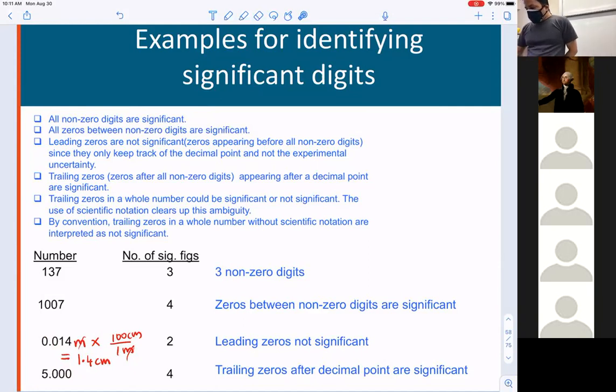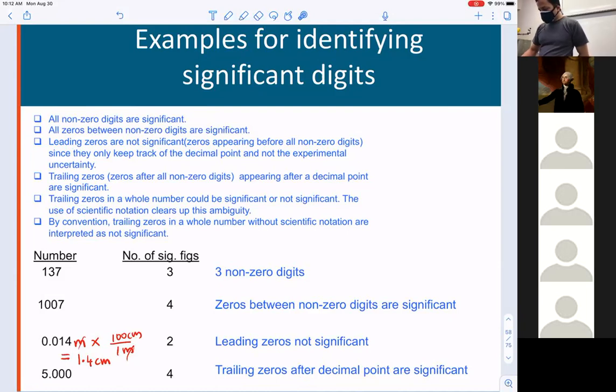Okay. What about this number here? This is 5.000. We do say that this has 4 significant digits because these are trailing zeros after a decimal point. So this person who wrote down 5.000, they really mean it. They really know that this number is 0, this number is 0, and this number is 0. As opposed to say 5.001, they're saying, no, it's actually 5.000. Any questions on that? So trailing zeros after a decimal point are said to be significant.